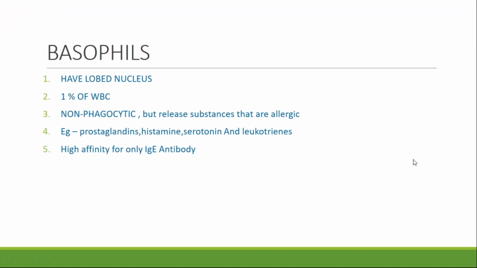Basophils have a lobed nucleus. They make up 1% of WBCs. They are non-phagocytic but release substances that cause allergy. Once they come in contact with any kind of antigen, they release chemicals such as prostaglandins, histamine, serotonin or leukotrienes. These chemicals attack the antigen in such a way that they degrade even our body cells. So sometimes an allergic reaction will also harm us. They have a high affinity for only the IgE antibody, and these cells will just attach themselves to the IgE antibody.